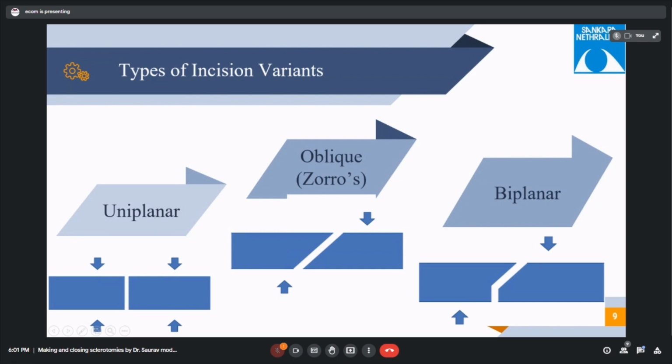A uniplanar incision is made at 90 degrees, perpendicular to the sclera. As shown in this schematic diagram, this is a highly unstable incision, because pressure exerted from any side of the wound can result in opening of the wound, making it unstable. Second, this is not self-sealing and needs good closure. The second is the oblique incision, also known as Zorro's incision, in which the incision is placed at around 10-degree inclination to the sclera. Then we have the biplanar incision, which is the most preferred and commonly used technique nowadays.